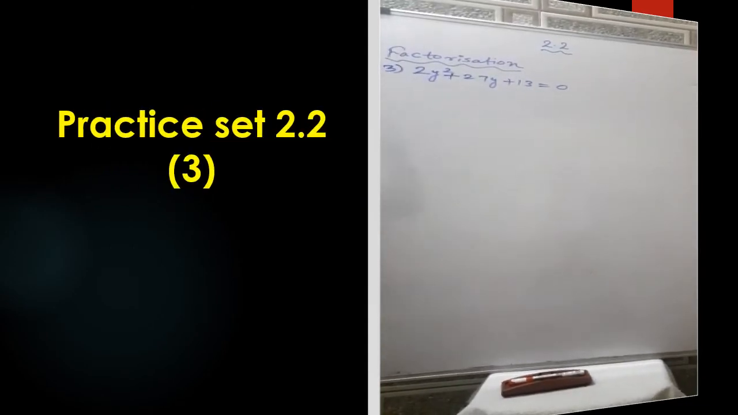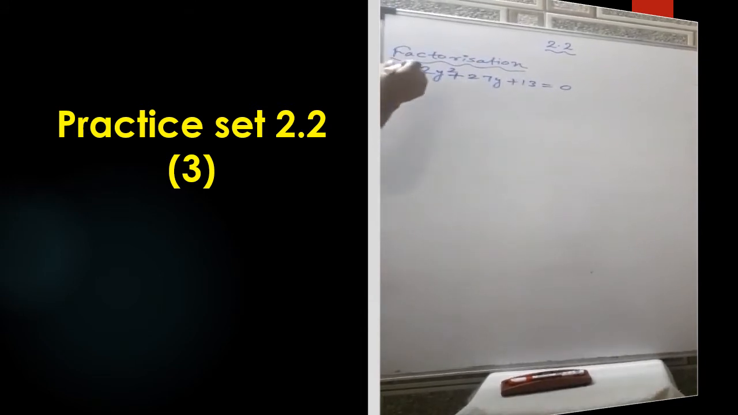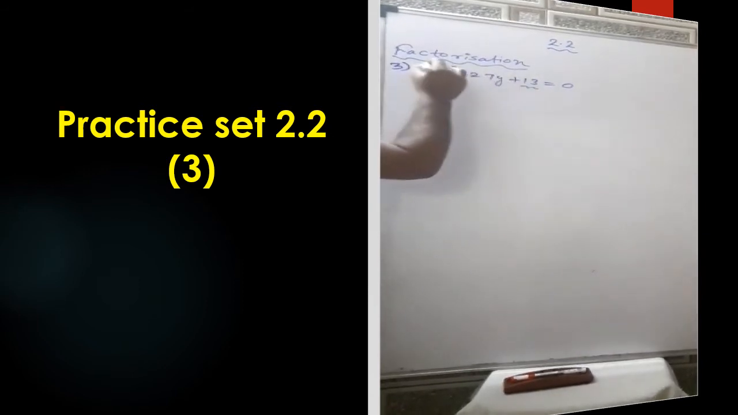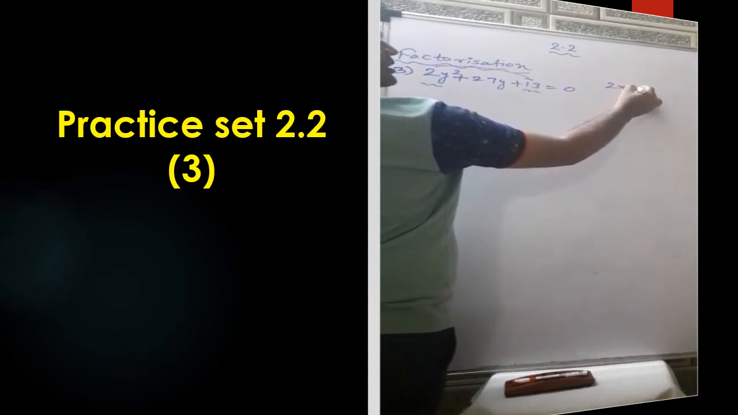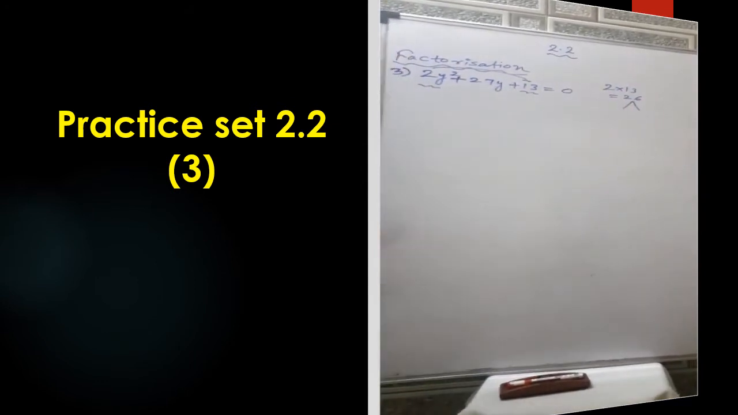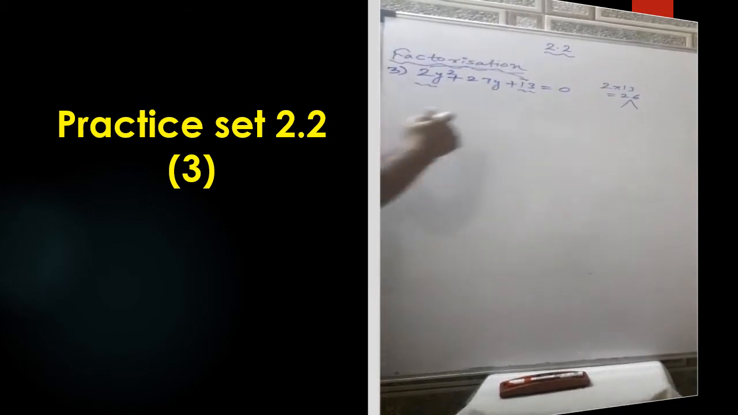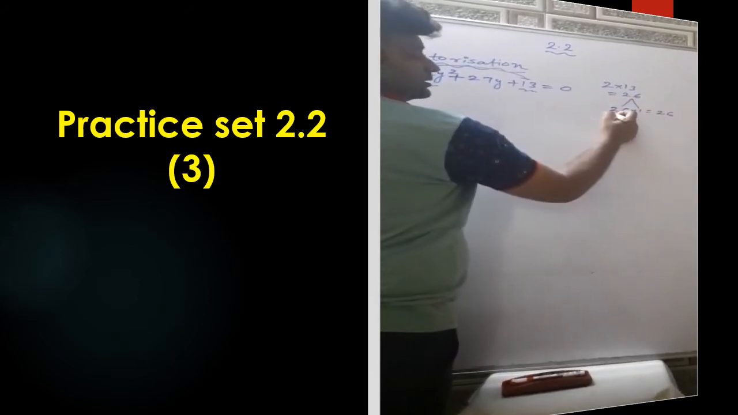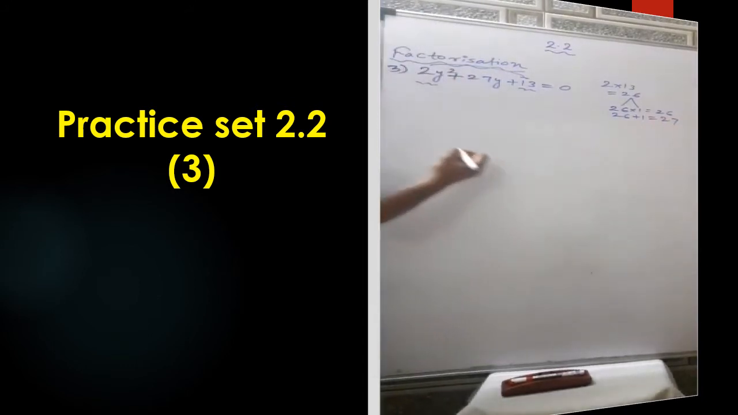Third, 2y square plus 27y plus 13. So here we see the first term has a number, so the first one is multiplied with the last one. The 2 multiplied with 13, then we get 26. Now we need two numbers whose product is 26 and sum is 27. So 26 multiplied with 1 is 26 and 26 plus 1 you get 27.